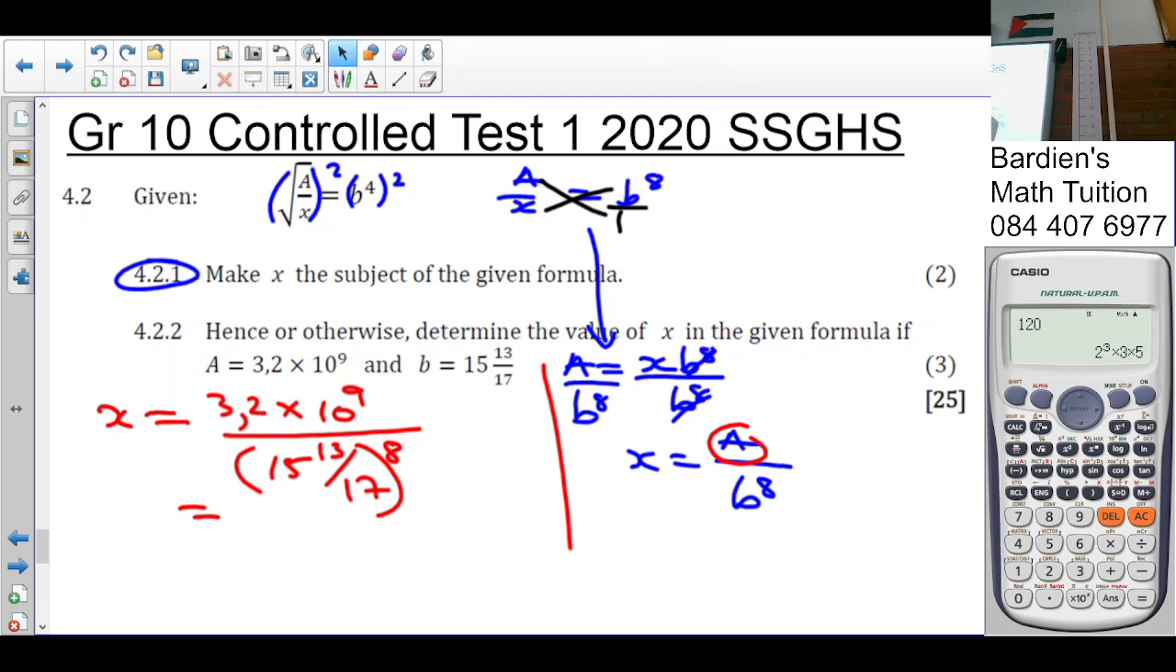Okay. So we go 3.2 times 10 to the exponent 9 over open brackets. Now you see that's a mixed fraction, so you press shift and that fraction button. So we're going to have 15 and 13 over 17, and that's to the exponent 8. 8.34. You guys got that? Okay, 8.34 is the answer.